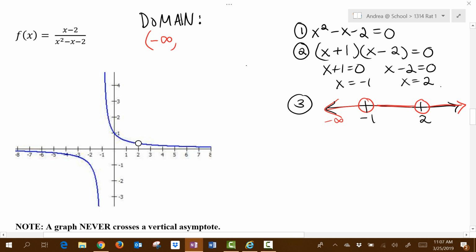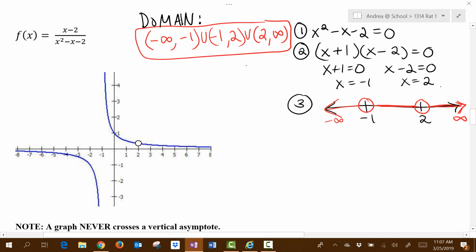So from -infinity all the way to -1, and then everything between -1 and 2, and then every x value to the right of 2 is allowed to go in. So I have from x equals 2 to positive infinity. I have gaps or holes at -1 and 2, so we will put union symbols for those, in between those interval notations.